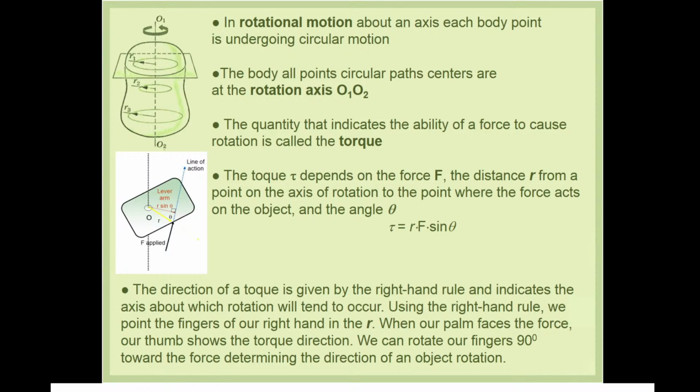The direction of a torque is given by the right-hand rule and indicates the axis about which rotation will tend to occur. Using the right-hand rule, we point the fingers of our right hand in the R direction. When our palm faces the force, our thumb shows the torque direction. We can rotate our fingers 90 degrees toward the force, determining the direction of an object's rotation.